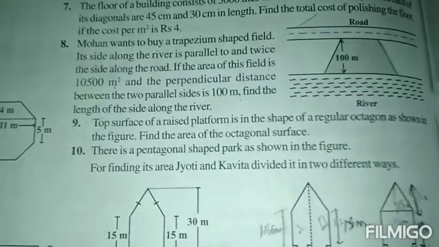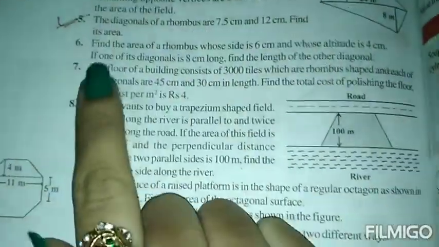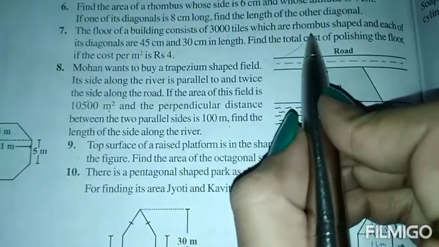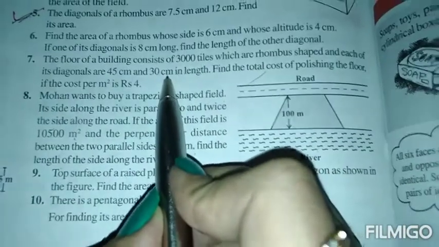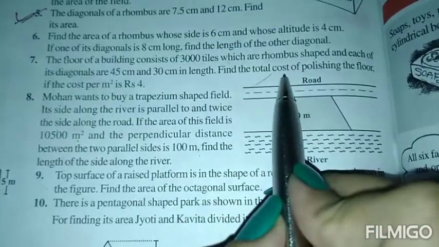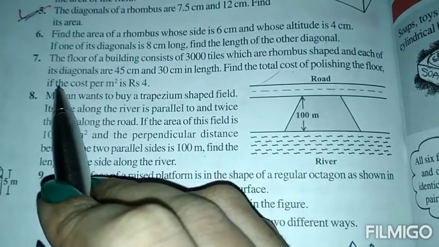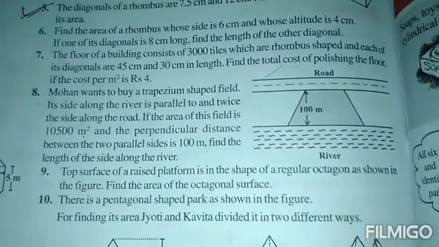Today we are going to complete exercise 11.2. We will start from the question number 7. The floor of a building consists of 3000 tiles which are rhombus shaped and each of its diagonals are 45 cm and 30 cm in length. Find the total cost of the polishing the floor if the cost per meter square is rupees 4.